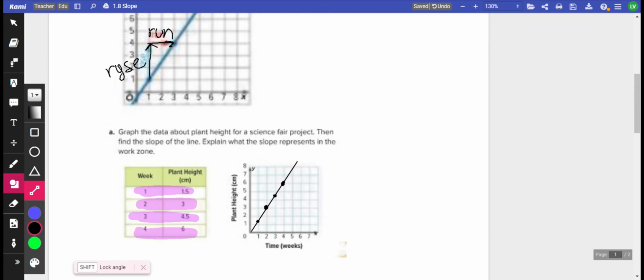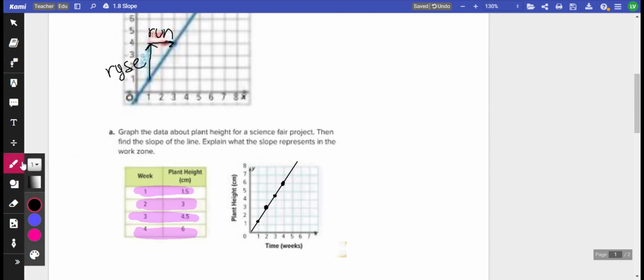The next step is to find the slope of the line. If you want to use the table, you can. I'm going to go ahead and use the graph that I created instead of that. I'm going to figure out how many I'm rising up from the bottom point to my second point. So I'm going up 3. Then I want to know how many I'm going to the right. Well, the scale is going up by 1, so I'm going to the right 2.